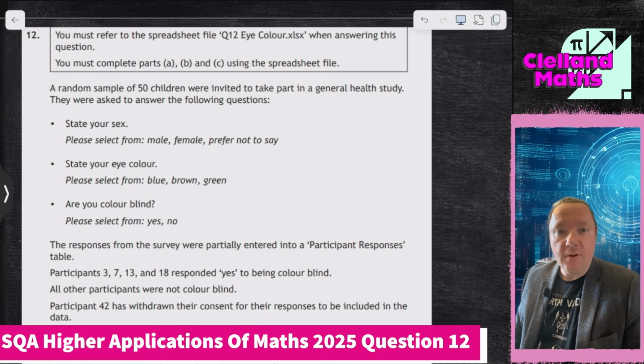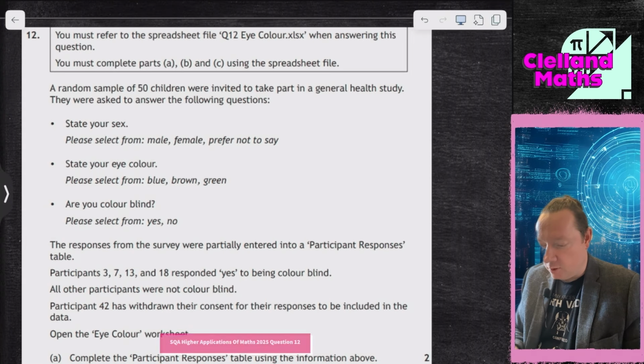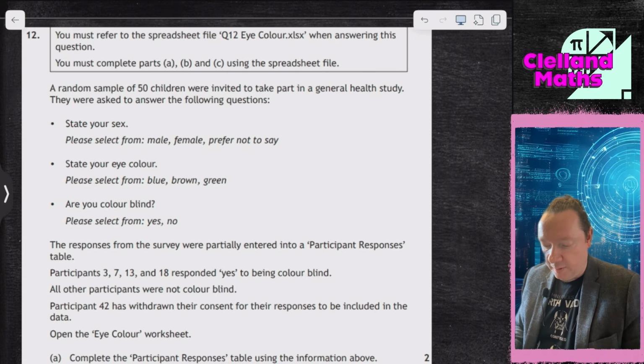Higher Apps Maths 2025 question 12. You must refer to the spreadsheet Q12i colour when answering this question. Complete parts A, B and C using the spreadsheet file. A random sample of 50 children were invited to take part in a general health study and answer the following questions. State your sex: male, female, prefer not to say. State your eye colour: blue, brown or green. And are you colourblind? Yes or no?